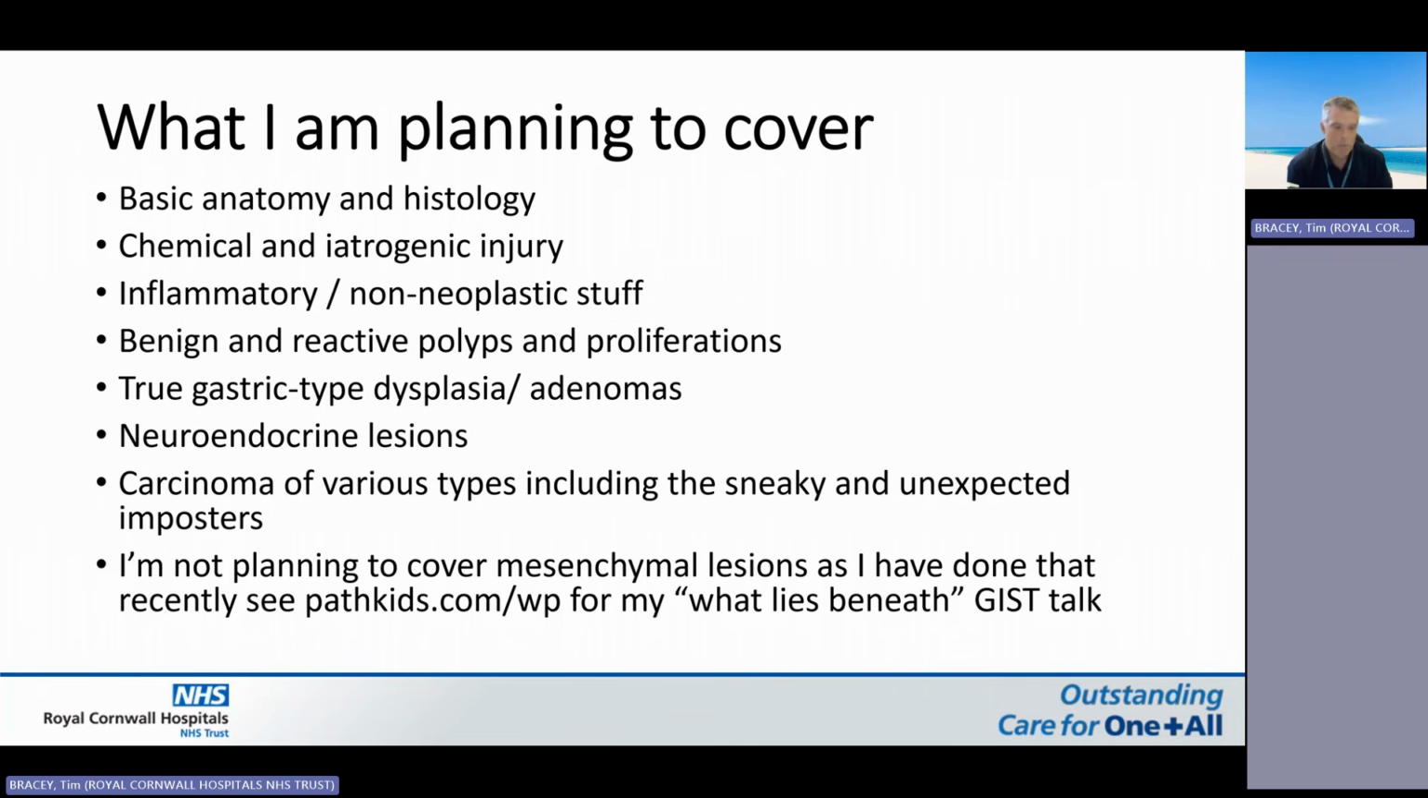So I'm intentionally avoiding covering mesenchymal tumours and sarcomas. They do crop up in the stomach. I've got many examples of these kinds of things, but I'm not planning to cover them because I've recently done a talk on GIST and their mimics. I think I've got a list of about 25 or 30 other types of lesions that radiologists and clinicians have confidently called GIST, which have turned out to be other things.